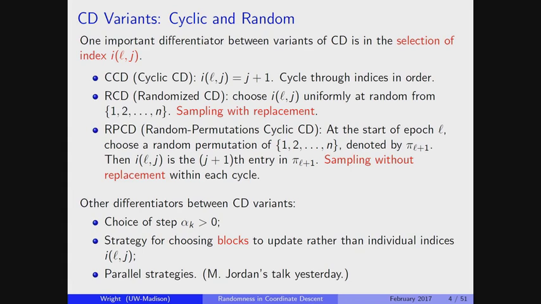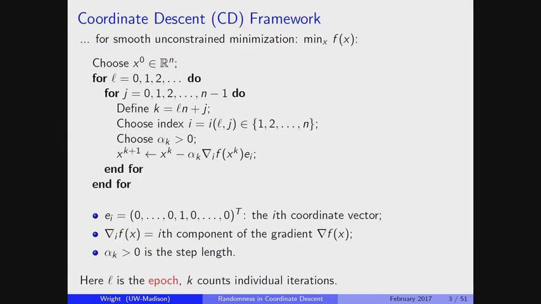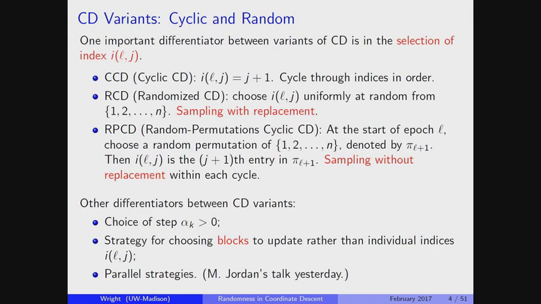The fully random approach you can think of as being sampling with replacement. And there, every time you choose a component, you choose it completely uniformly and independently of whatever's come before. So then for the fully random variant, you don't really need to organize it into epochs, but I just do that for uniformity with the other variants. So that's the second one that we'll talk about.